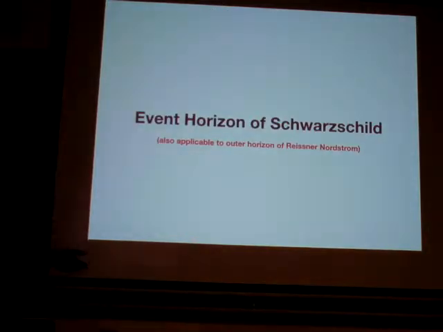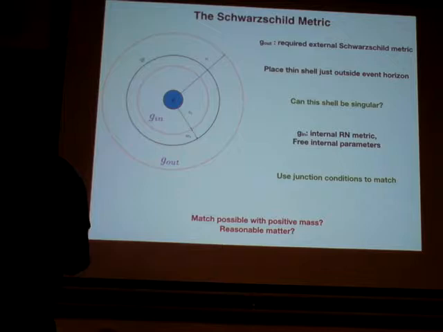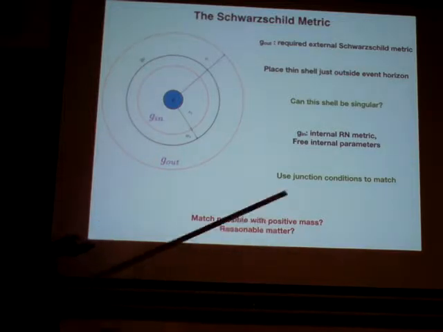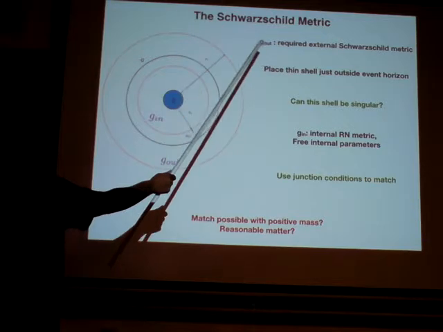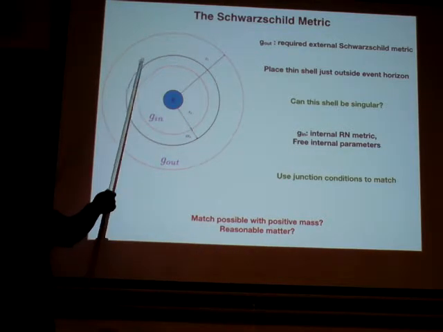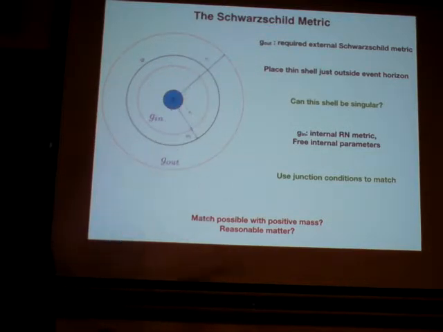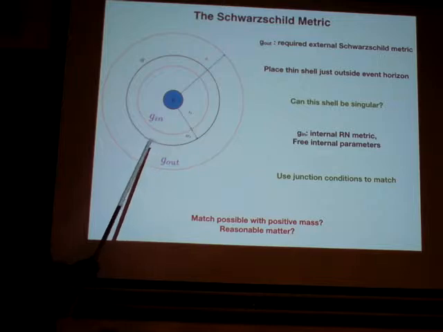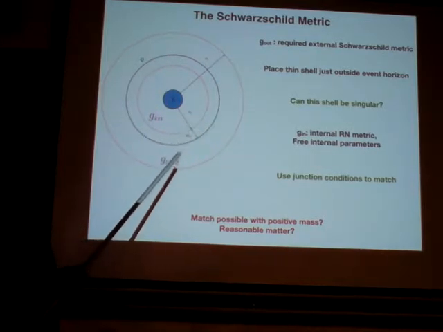So I'm going to basically see how these same ideas can also be used to create a firewall, or a singular density, outside the event horizon of a Schwarzschild black hole. The technology is something very similar. We're going to take the exterior metric to be the Schwarzschild metric. And I want to place this shell just outside the event horizon of that Schwarzschild black hole. Okay? And I'm going to ask, what does it take for that shell to be singular? Okay, to have Planck density.